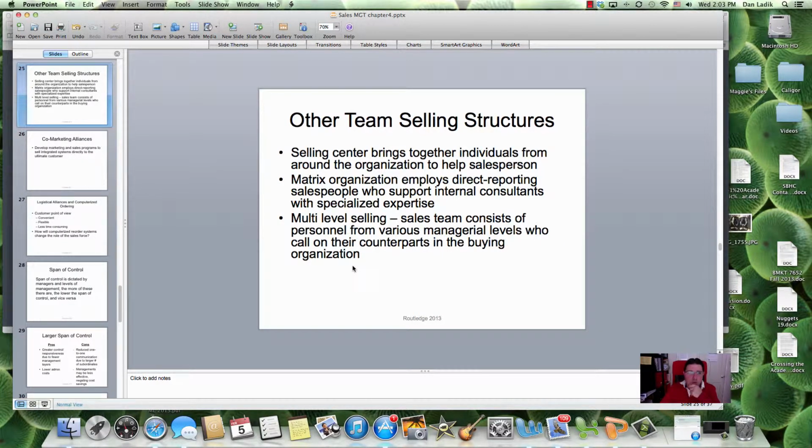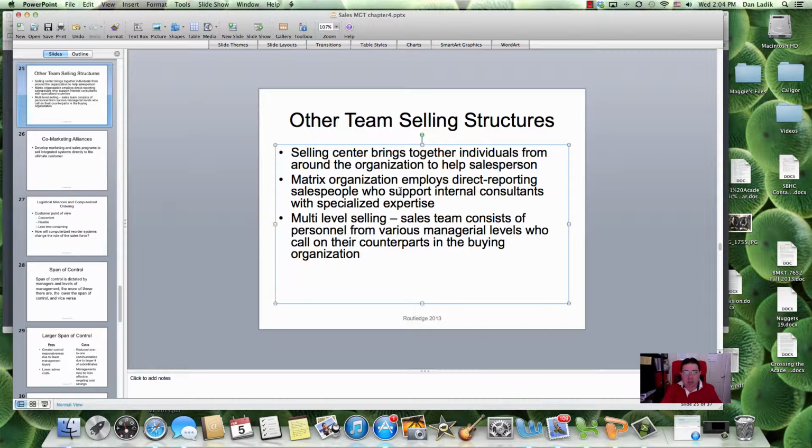Here is when we have the concept of a matrix organization. And a matrix organization basically has a salesperson. I wish they had a nice chart to it. A salesperson and a sales manager. And you could have multiple salespeople reporting to multiple different sales managers.